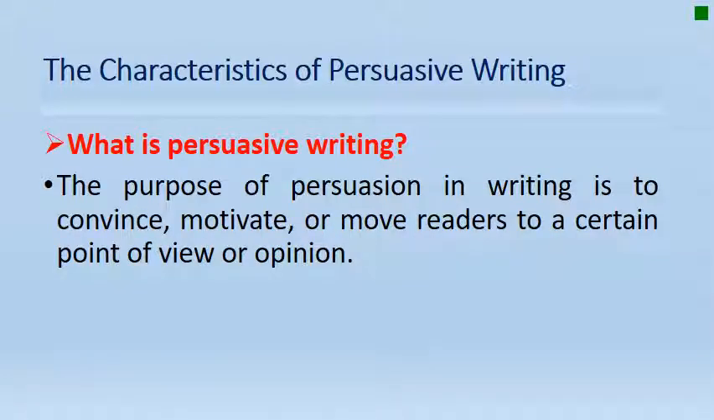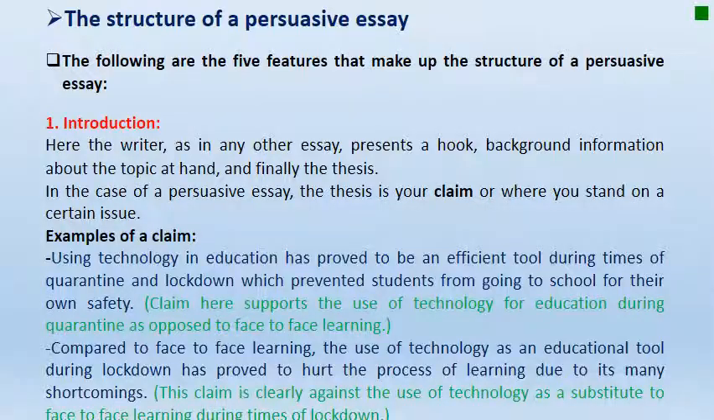Okay, the characteristics of persuasive writing. What is persuasive writing? The purpose of persuasion in writing is to convince, motivate, or move readers to a certain point of view or opinion. Now, the following are the 5 features that make up the structure of the persuasive essay.